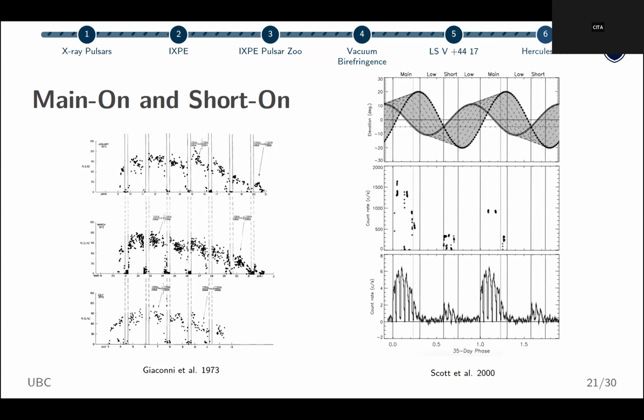And this is ascribed to a warp in the accretion disk that is blocking our view of the surface of the star. But it's been 35 days in period, essentially for 50 years. It's incredibly stable. So where did that come from?